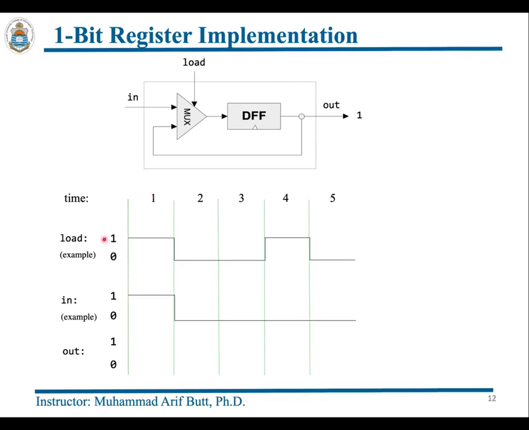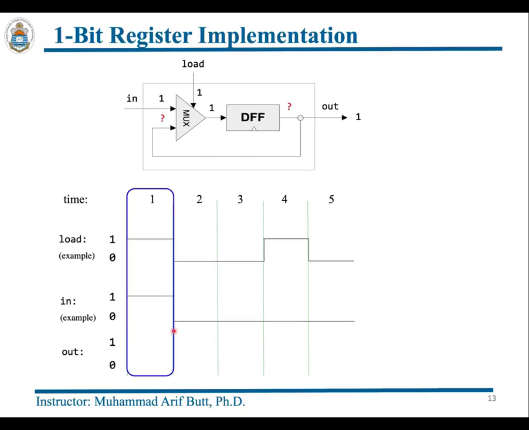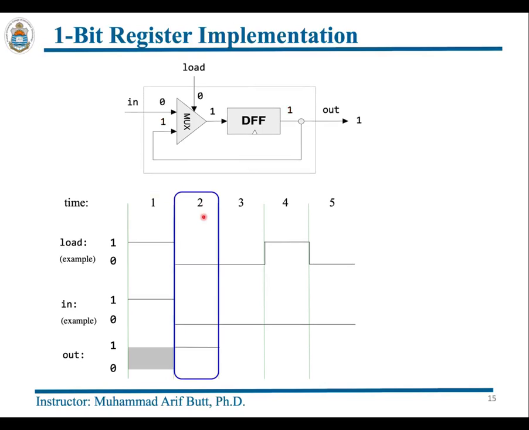Well, we have the time over here, the load input, timing signals, the in and out. Well, at time unit 1, the load is 1, the in is also 1, but we do not know the previous state of the flip-flop. However, since the in is 1 and load is 1, the new input 1 is stored inside the D flip-flop, which will be available on the next time signal 2. But over here we cannot determine what will be there on the out. At time unit 2, over here everything is clear.